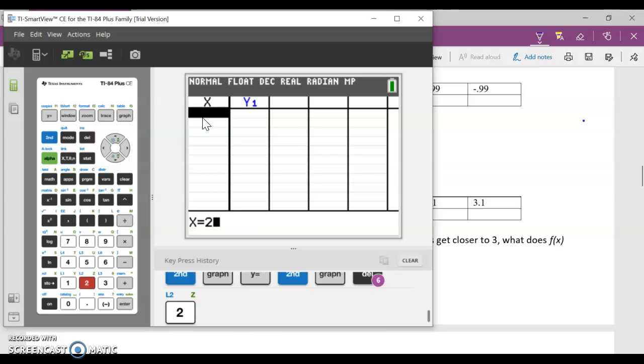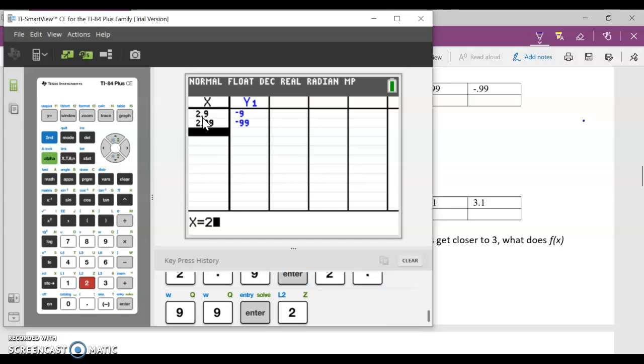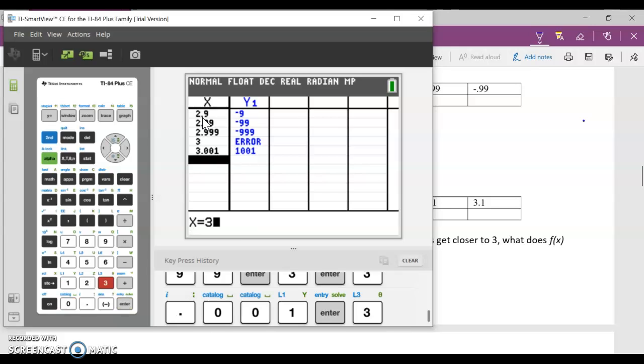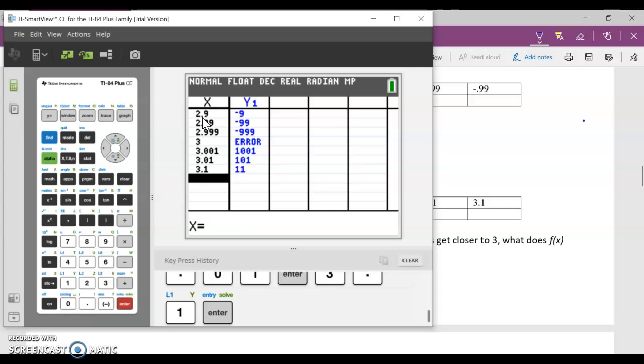So now my table says, well, what if we have 2.9 or 2.99 or 2.999? So I'm getting closer and closer to 3. At 3, it's undefined. That's your asymptote. What if we get a little bigger than 3 or a little bit bigger than 3 or even bigger than 3? So you can see our x values are approaching 3. Our y values either go super negative or super positive. You can see these get bigger, bigger, bigger. These get more and more negative. So you're going down to negative infinity here, going up to positive infinity here.